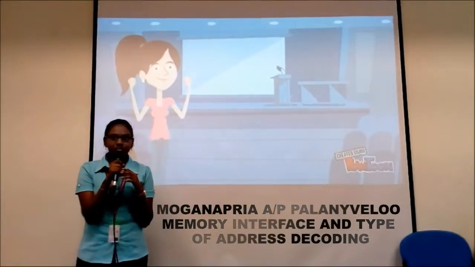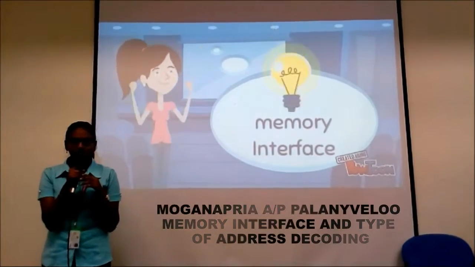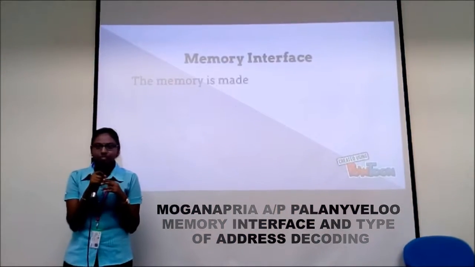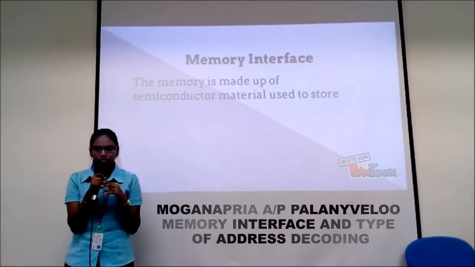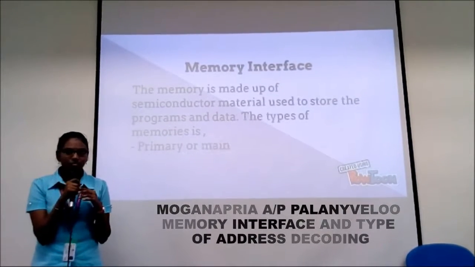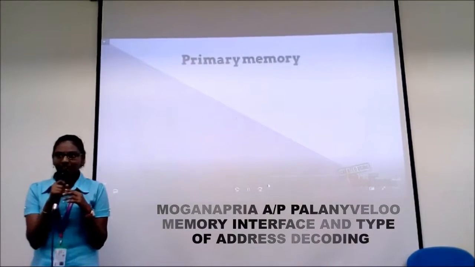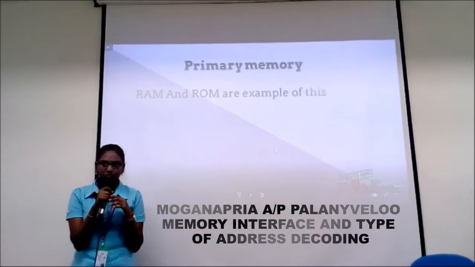I would like to present about the memory interface. The memory is made up of semiconductor material used to store programs and data. The types of memory are divided into 2, known as primary and secondary memory. The primary memory is also known as the main memory. RAM and ROM are examples of this type of memory.